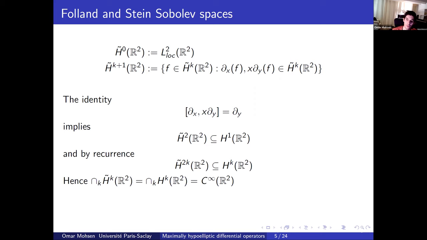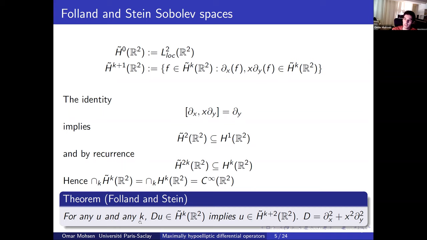Now we come to what Feuerstein proved. So they prove that for any distribution u and for any natural number k, Du in Hk implies that u is in H(k+2). And D here is the differential operator from before. So this is exactly ellipticity if these Sobolev spaces were the classical ones, but this differential operator is not elliptic, so it doesn't satisfy this with the classical ones, but it does satisfy it with these Sobolev spaces, okay? They also prove much more than this, but I will come to this point later, okay?